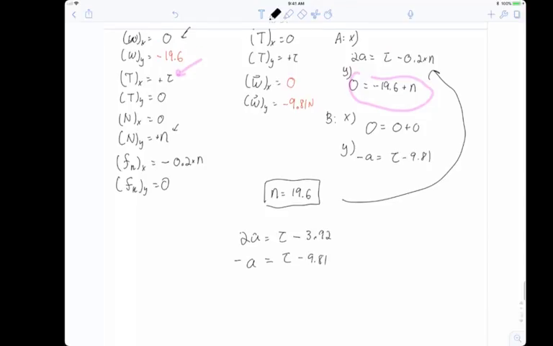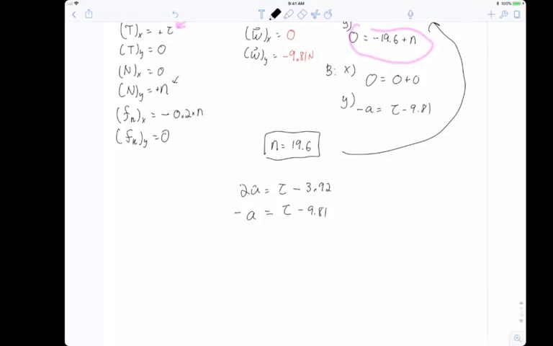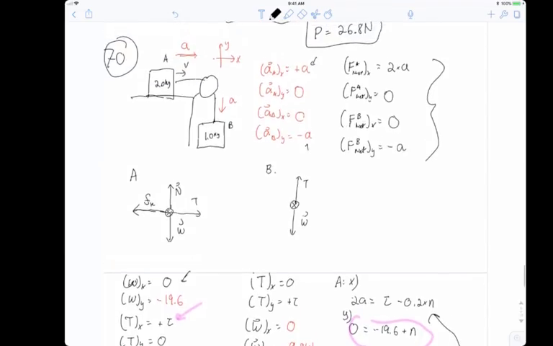So I'm going to solve these equations. The fastest way to solve them is to multiply this one by minus 1 and add the two expressions together. And you get 3a is equal to 9.81 minus 3.92, which is 5.89, and the acceleration is that divided by 3, 1.96 meters per second squared. And that concludes question number 70.